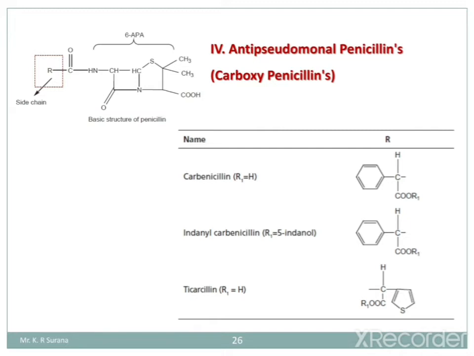Next example is your ticarcillin. In case of ticarcillin there is a thiophene ring with CH, COOR1, where R1 is equal to hydrogen, in the basic structure. So these are the different carboxypenicillins.